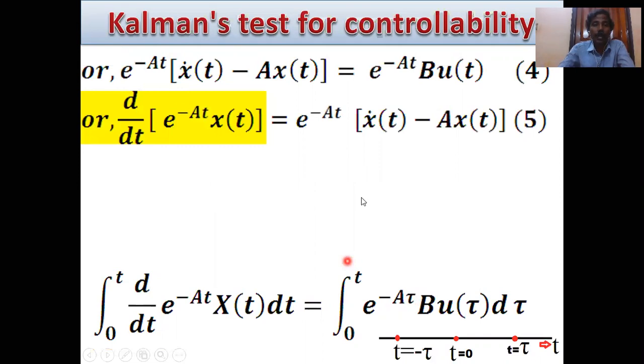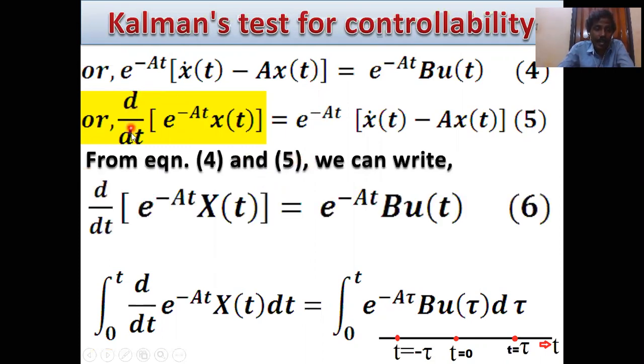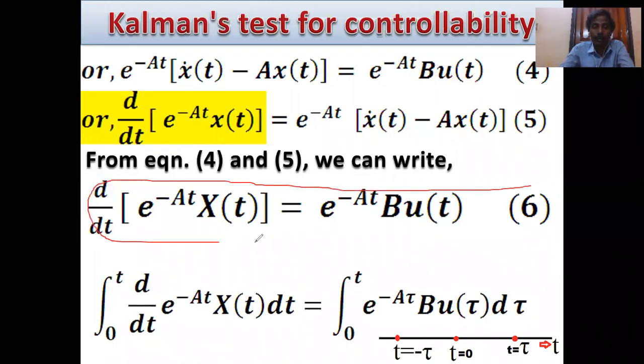Then from equation 4 and equation 5, we get, left-hand side d/dt of e^(-at) x(t), and right-hand side e^(-at) b u(t). So this is equation number 6, and this is the very important equation.